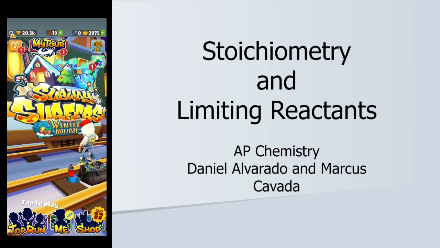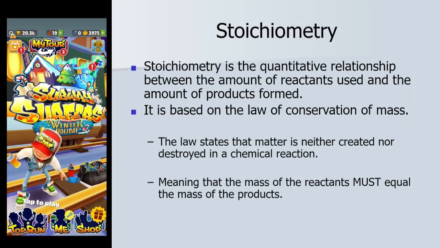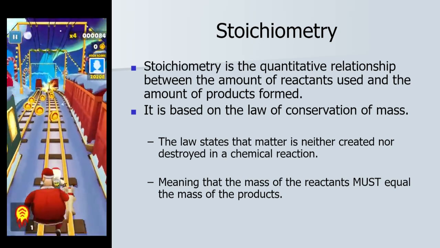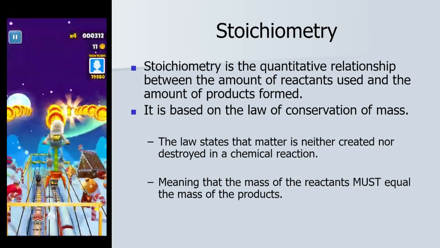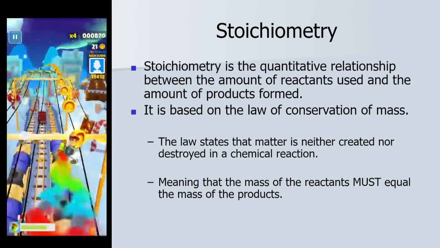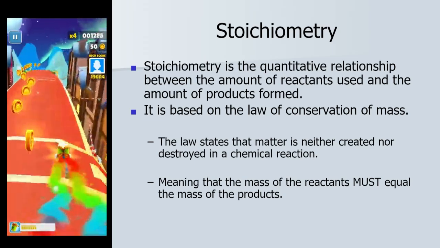In today's lesson we will be discussing stoichiometry and limiting reactants. Now, what is stoichiometry? Well, by definition, stoichiometry is a quantitative relationship between the amount of reactants used and the amount of products formed. It is based on the law of conservation of mass. This law states that matter will neither be created nor destroyed in a chemical reaction.